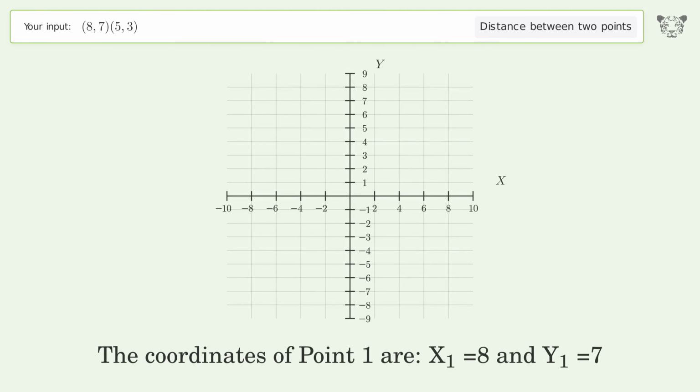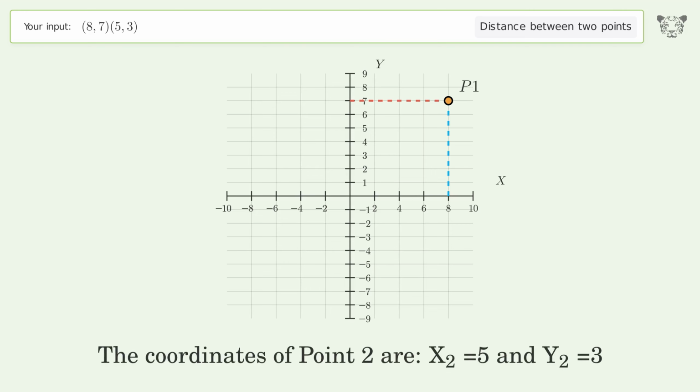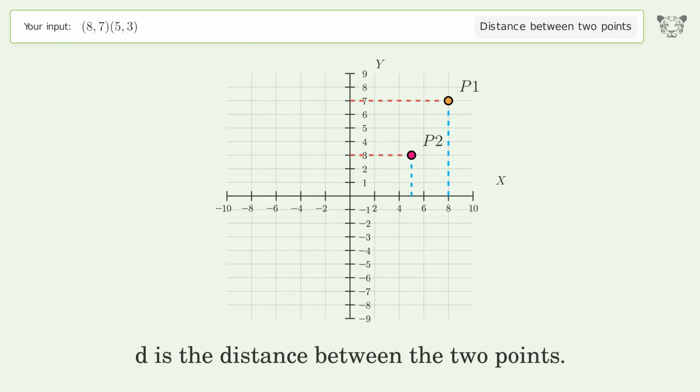The coordinates of point 1 are x1 equals 8 and y1 equals 7. The coordinates of point 2 are x2 equals 5 and y2 equals 3. D is the distance between the 2 points.